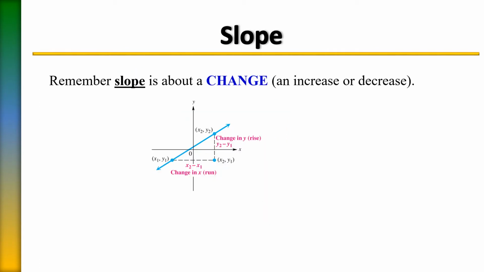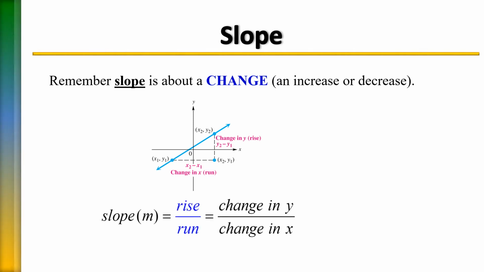Now recall that slope is all about a change. That change can be an increase or decrease, but slope is your change in y over your change in x.